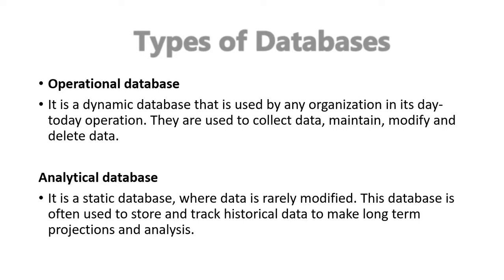The analytical database is a static database where data is rarely modified. We don't usually modify this data because we don't usually want to have access to change that data. That can be related to the websites that we access today. Google frequently updates theirs, but we get some static information that is mostly provided. This database is often used to store and track historical data to make long-term projections and analysis. Again, the account section uses this.